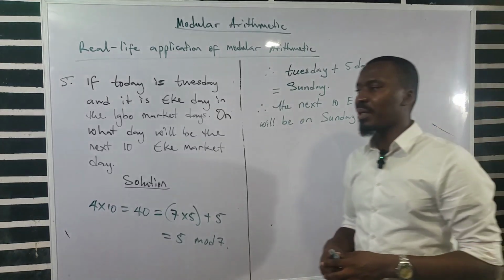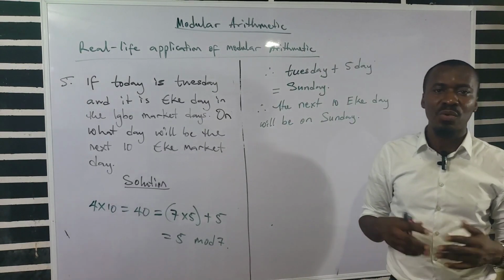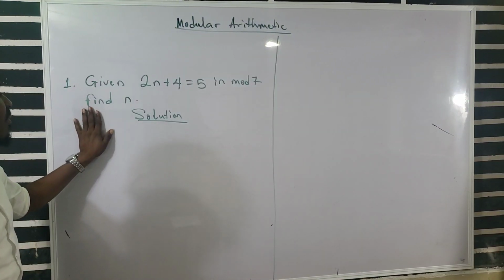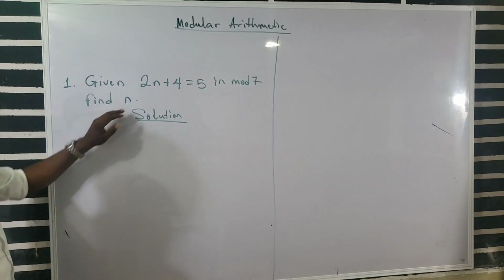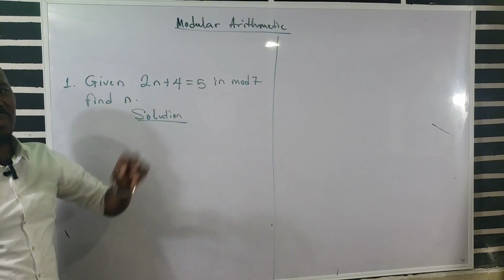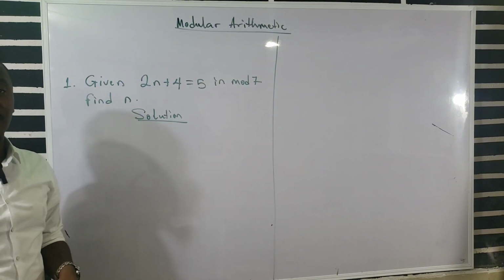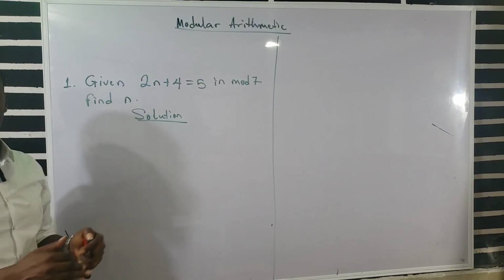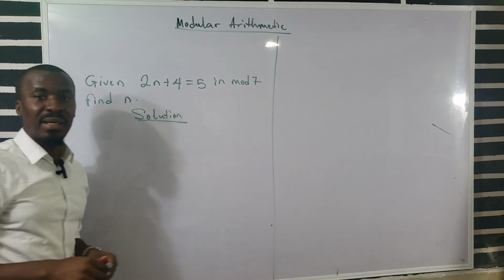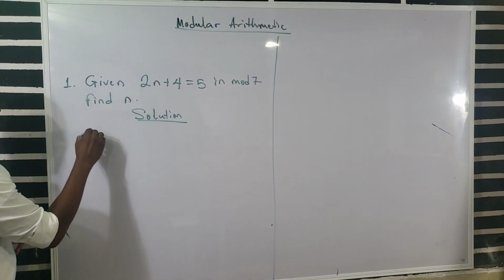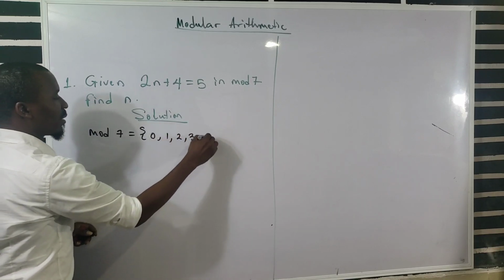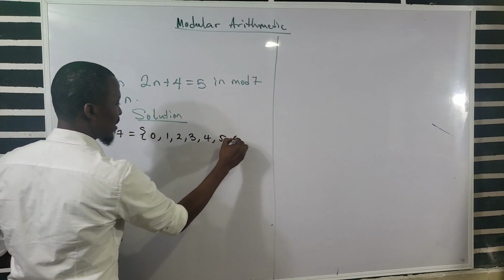So the next thing we are going to do now is to solve a problem that relates to algebra in modular arithmetic. Look at the problem we have. 2m plus 4 equals to 5 in modulo 7. This is a problem that looks like when we are doing division. It's very simple. All I need to do is to highlight the integers in modulo 7. So modulo 7 will give us 0, 1, 2, 3, 4, 5, 6.